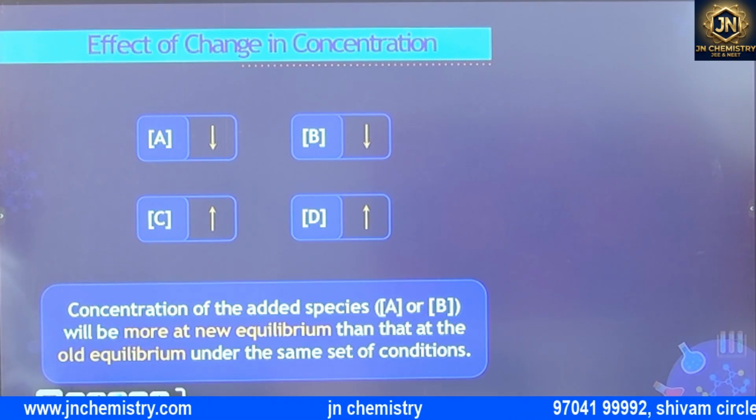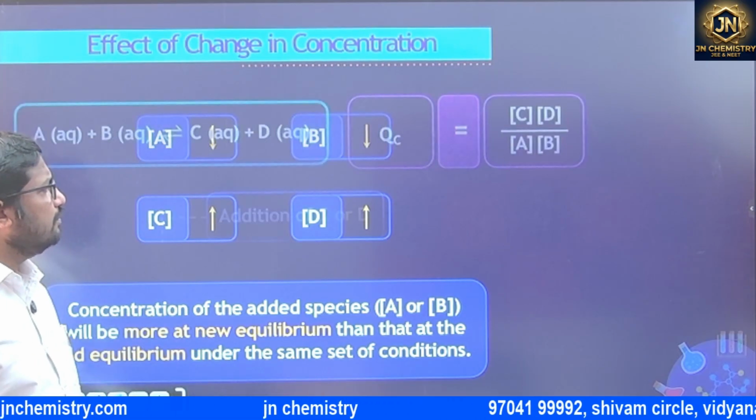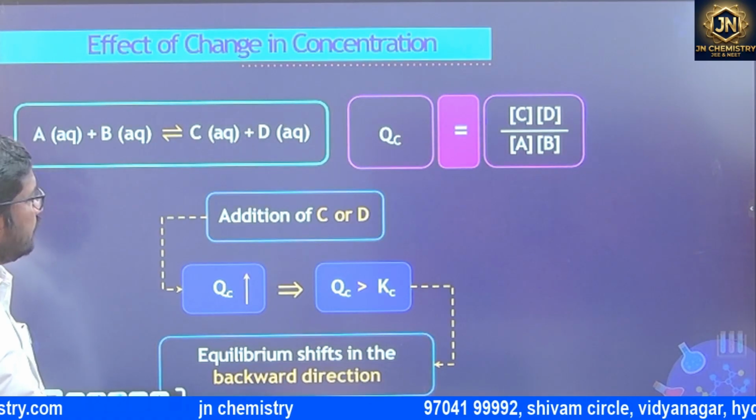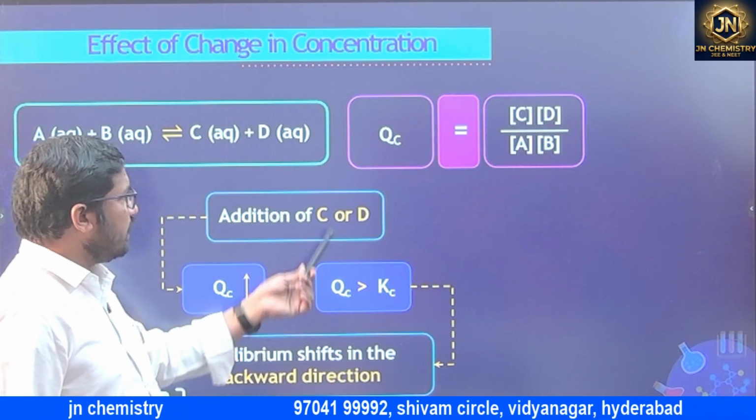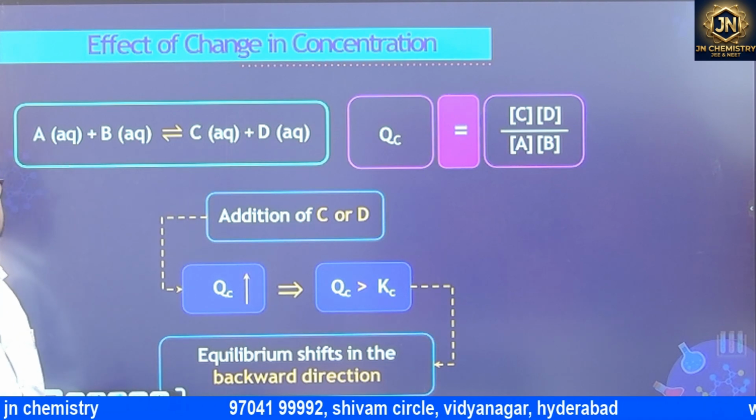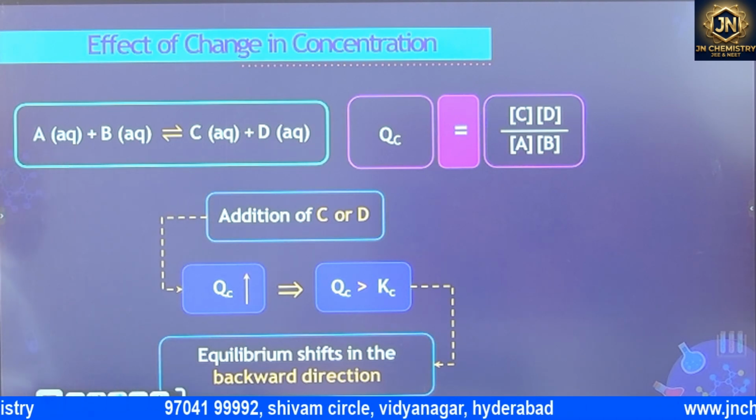I already told you, so same example. If I am increasing the C and D concentrations, automatically what exactly happens? QC is greater than KC, so the backward reaction takes place. So take the screenshot if you want.